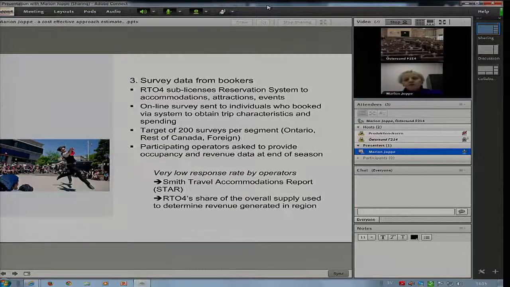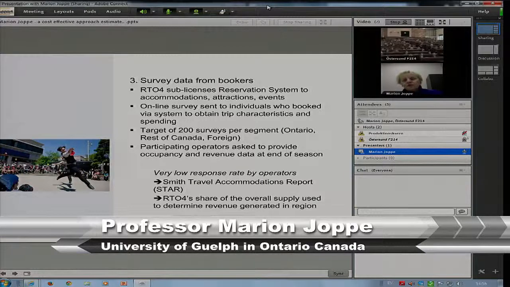We then used a survey that was sent to anybody that had booked accommodation, and was sent to them 3 days after they left the accommodation, to really reduce the bias that is so often introduced with recollection, especially when it comes to spending. Our target was 200 surveys per segment, and we wanted Ontario, the rest of Canada, and foreign, including US and international, just because the international are a very small percentage.